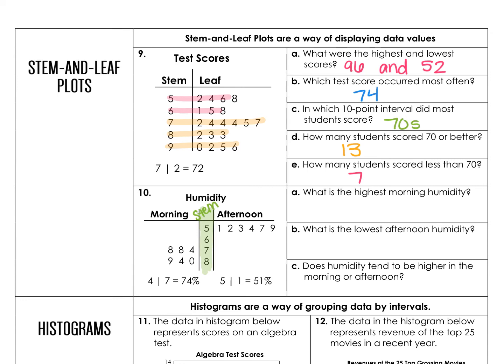So looking at the highest morning humidity, that's only the values on the left, and the highest one has a stem of 8 and a leaf of 9, which is 89. The lowest afternoon humidity would be 51.